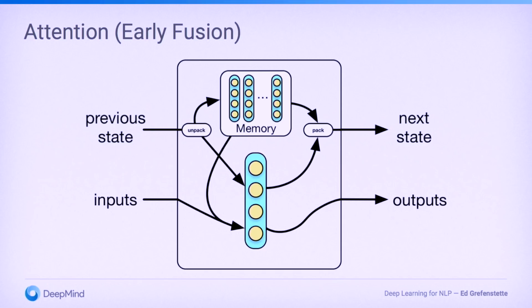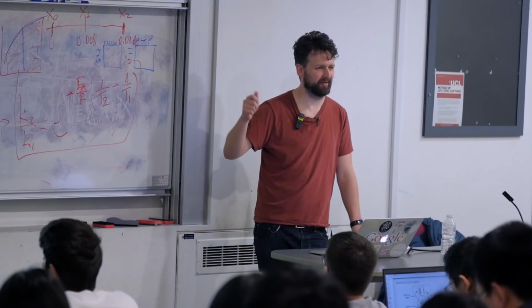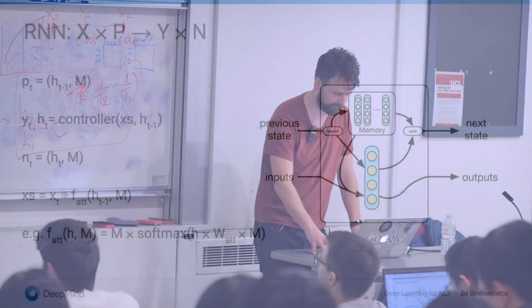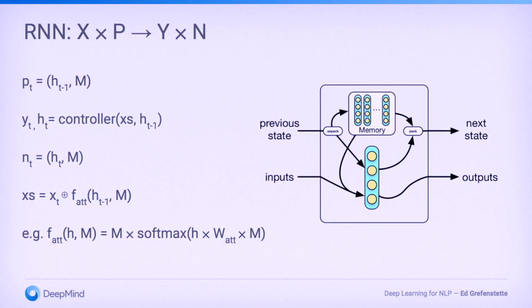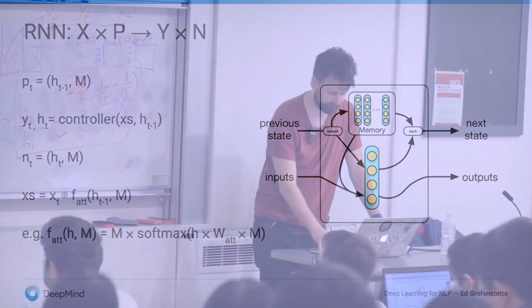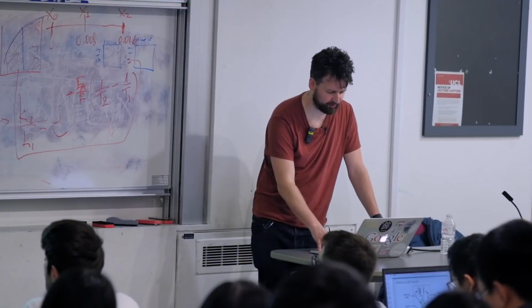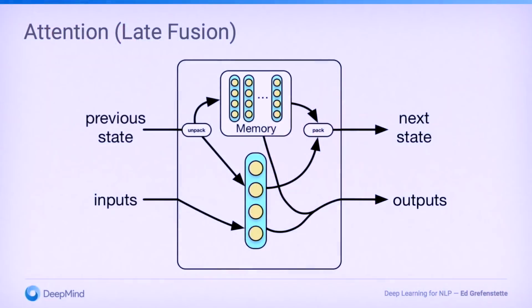I will not read through the mathematics here, but it's here if you want to look at roughly a formalization of it in your own time. Late fusion is a very, very closely related approach. So in this case, I read an input into my controller, and based on the previous state of my controller, I update my internal state. So I look at the word I just translated, and I update my internal state based on what I think I have left to translate in my head.